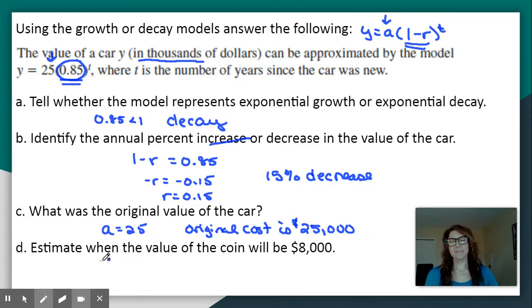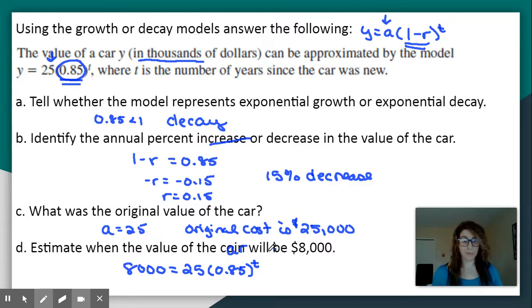Now, the last part says, estimate when the value of the, that should be car, not coin, will be $8,000. So all you're going to do is take 8,000, plug it into the Y. That's going to be the end value you're looking for. Now, we don't know how to solve for t in an exponential. However, we can use Desmos, our graphing, our table function to help us out with this.